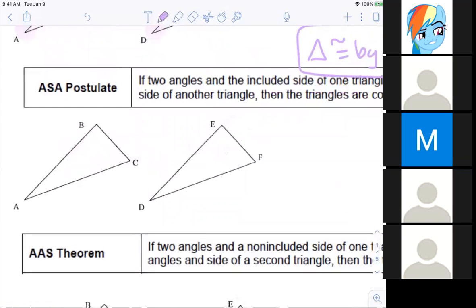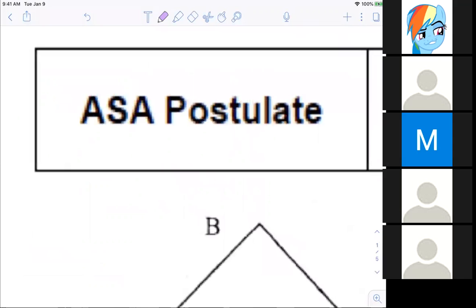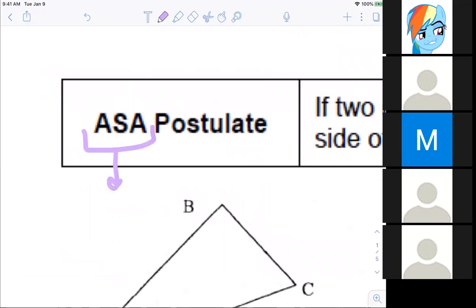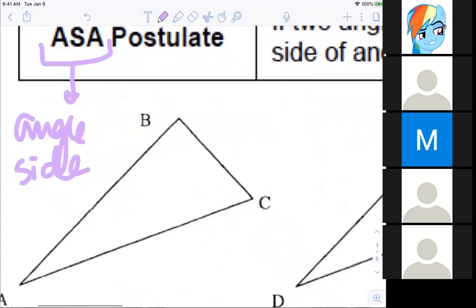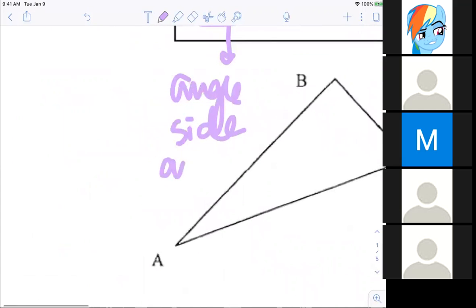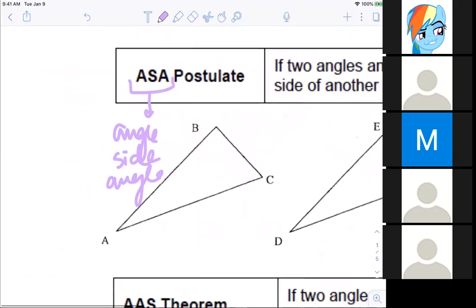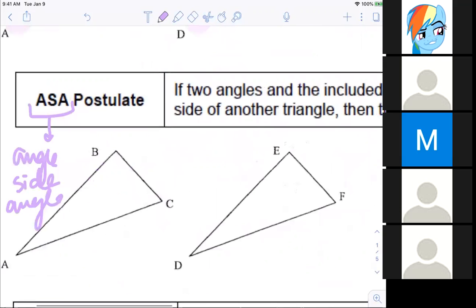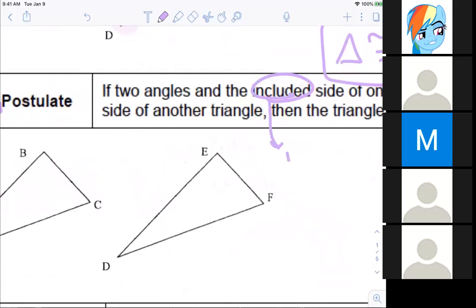The last two on this page, ASA and then AAS, have the same things that are congruent, but they don't have the same order that those things are congruent. So order is important here. ASA means it's angle, side, angle. Because the side is in between the angles in my statement, that means the side is included, or in between, the angles in my diagram too. So included again means in between.